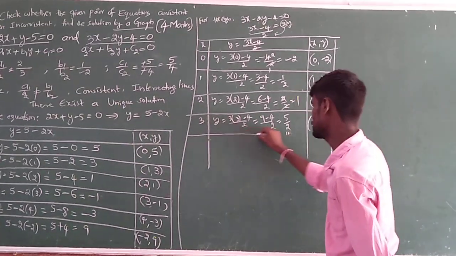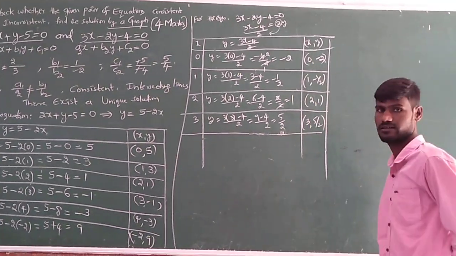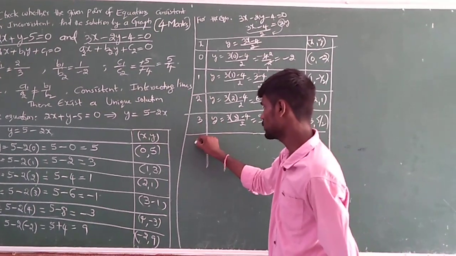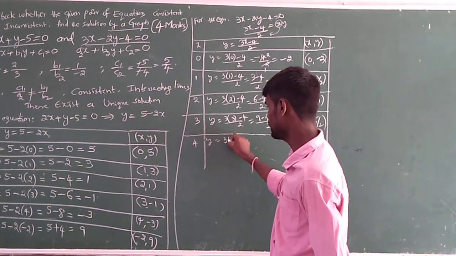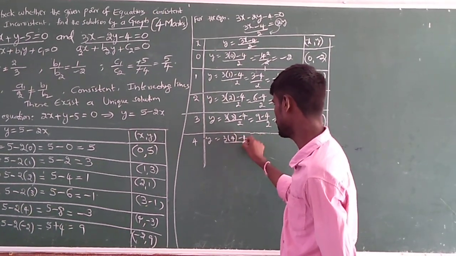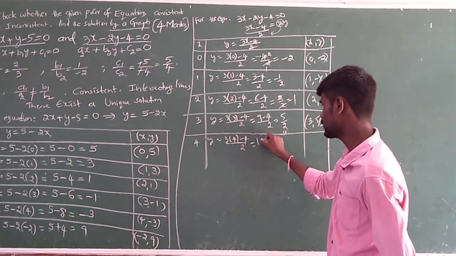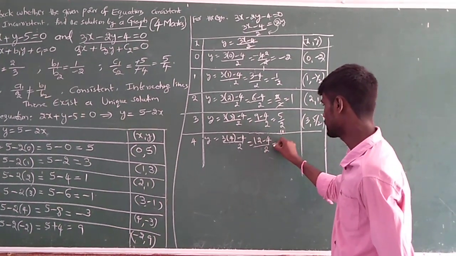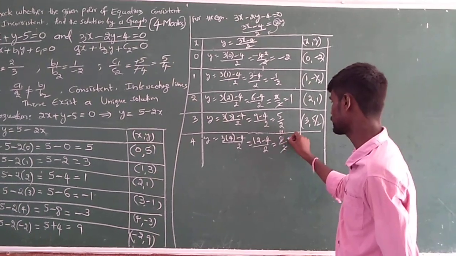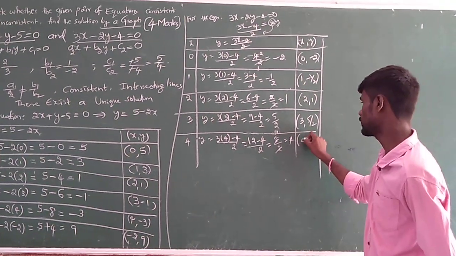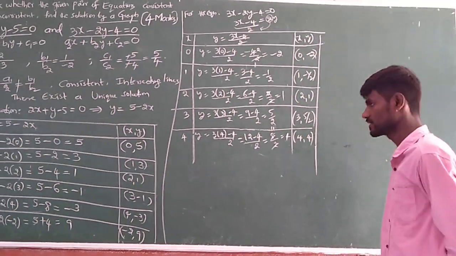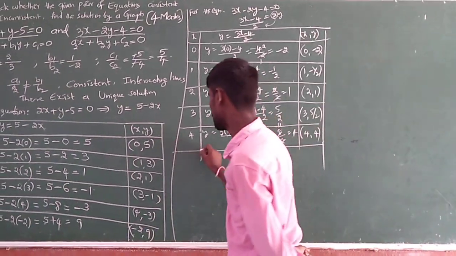5 by 2 means 2.5 we will get. 2.5 means on the graph sheet, in between 2 and 3, the exact middle one. Next, suppose 4. y equals (3 of 4 minus 4) by 2. 3 into 4 is 12, 12 minus 4 is 8, 8 by 2. What will we get? 4. So 4 comma 4.